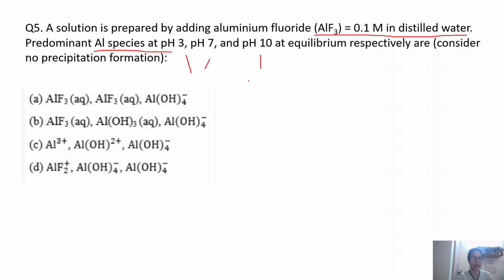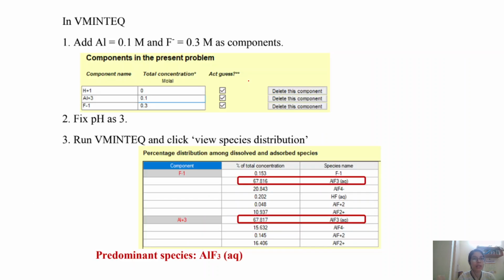We'll see the solution now. So the correct option is option A. At pH 3 it will be AlF3. At pH 7 also AlF3, and at pH 10 it is Al(OH)4 minus. How? We'll use Visual MINTEQ to find out that.